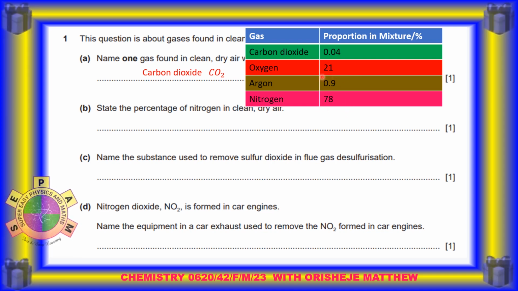Then we have the inactive gases. We have the inert gas, and the highest is argon, 0.9%. Then we have carbon dioxide, 0.04%. So that is the proportion.